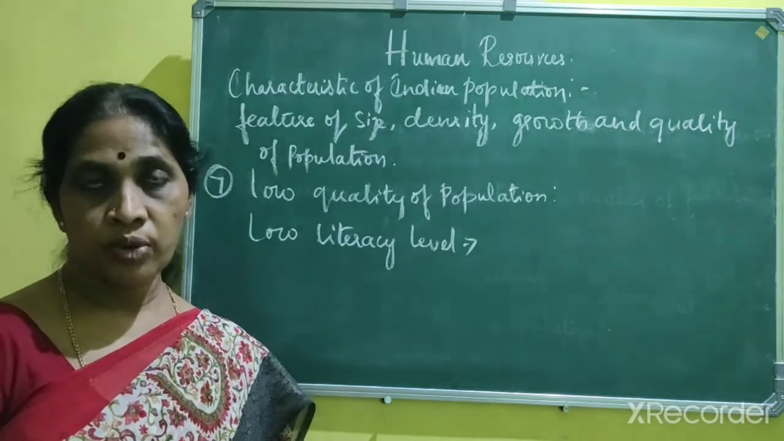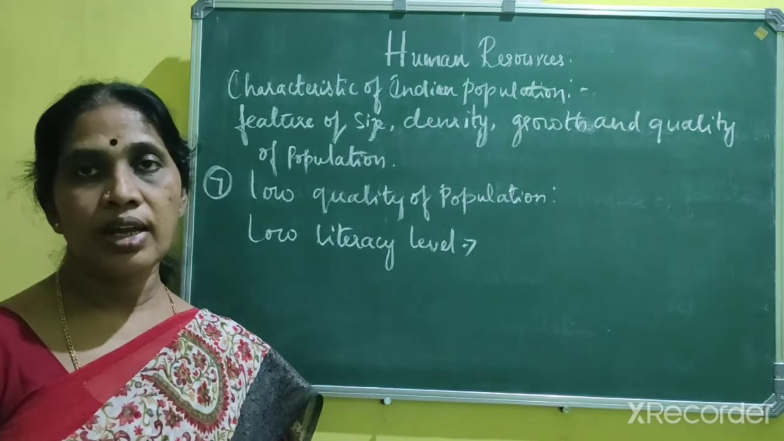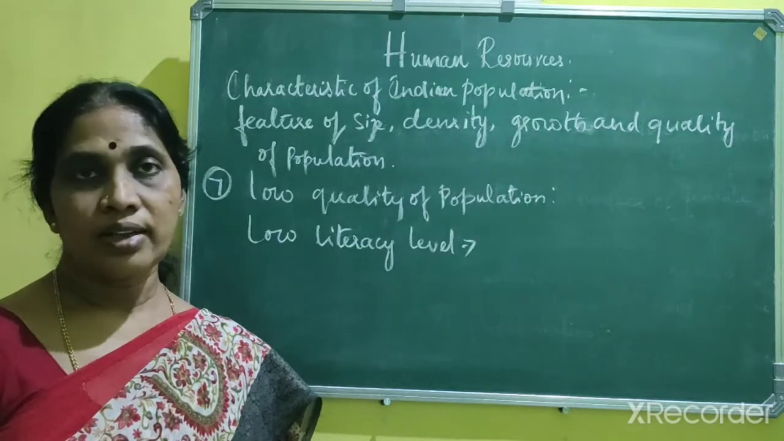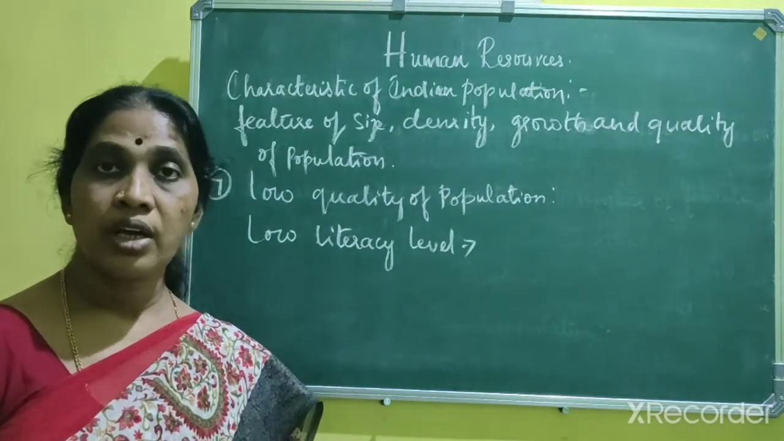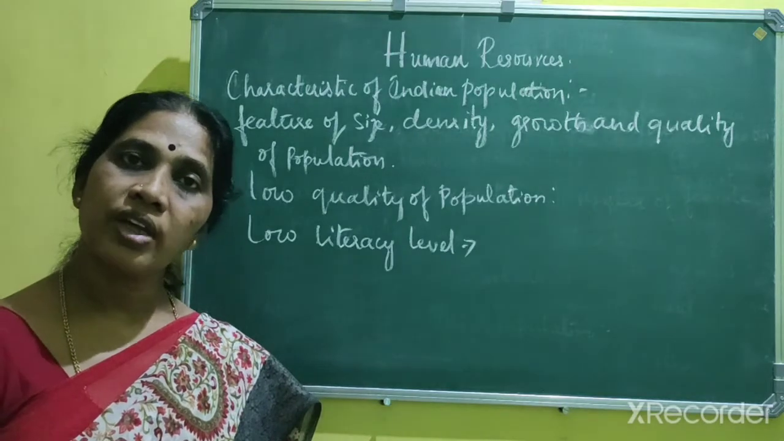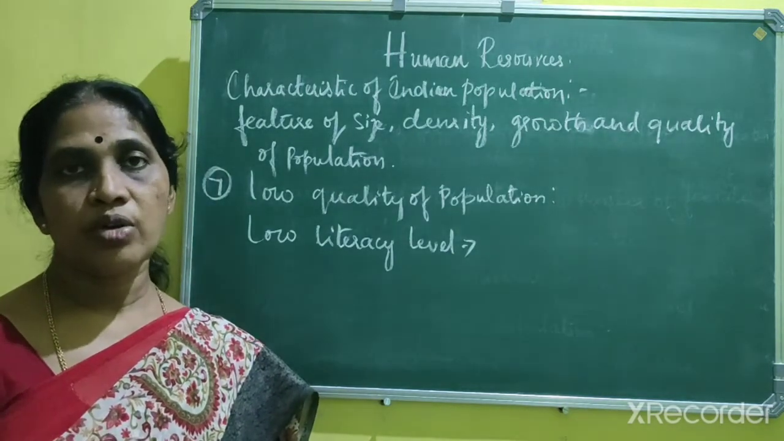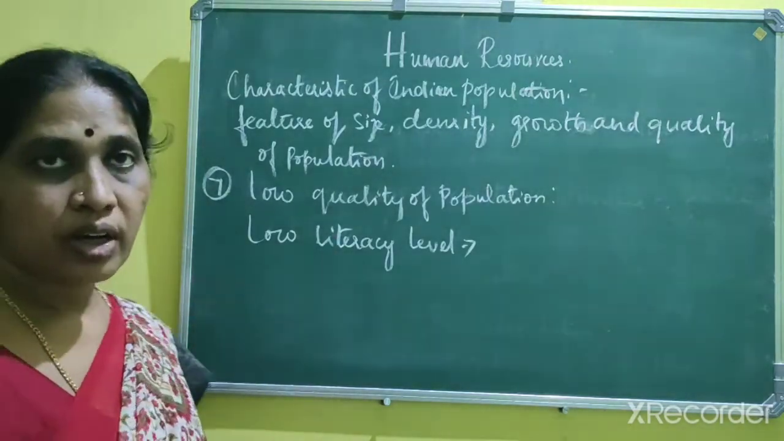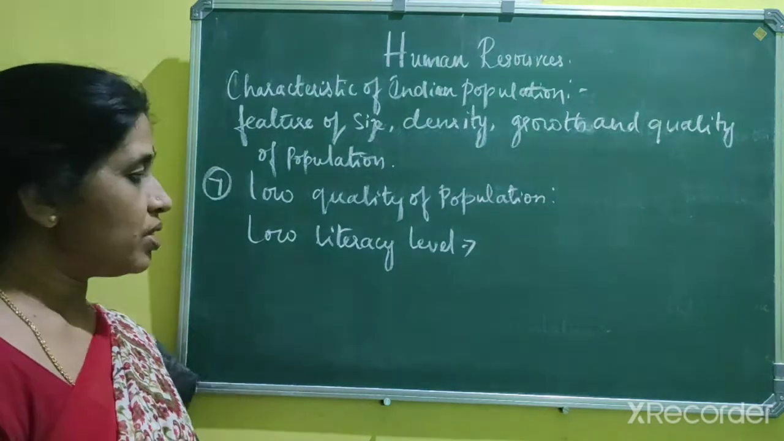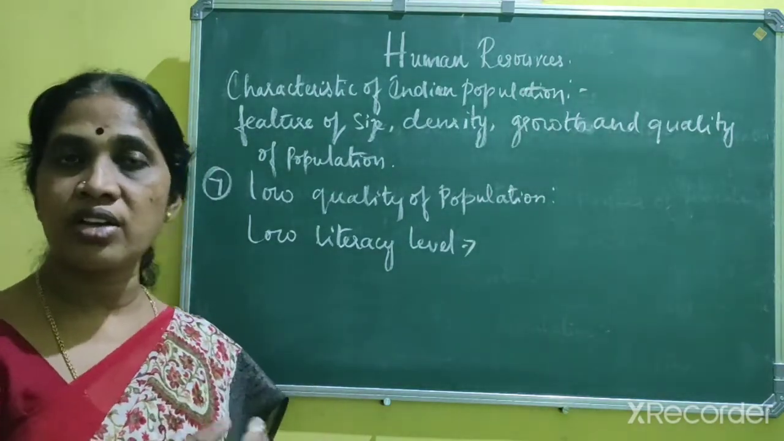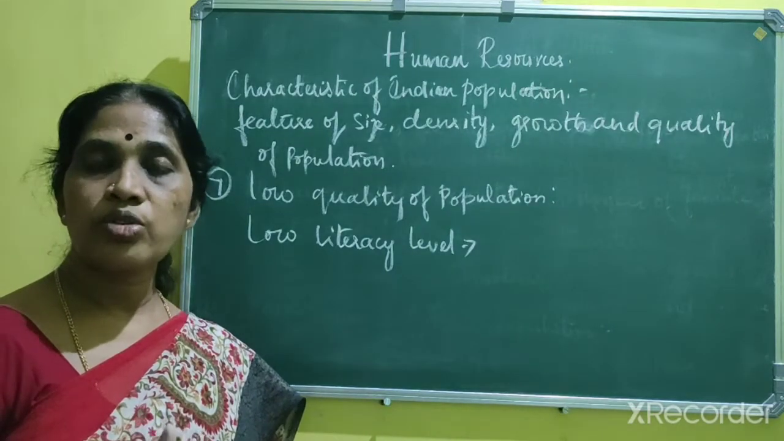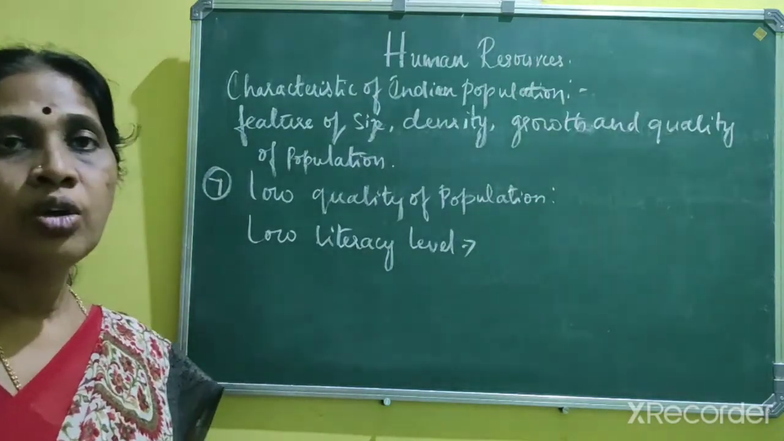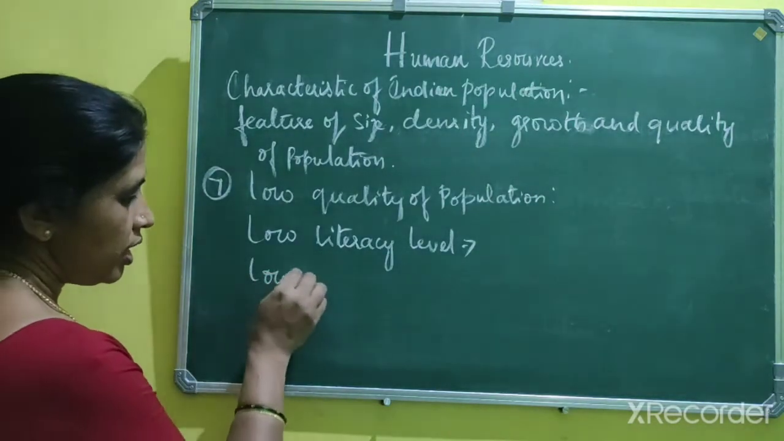That means the others don't know how to read and write. This indicates that more than 31 crores of people are still illiterate. In that, the female literacy rate is very low, about 65%. So this shows the quality of the population of our country: the literacy rate is very low, and around 31 crores of people are still illiterate. Next one is low level of education and training.